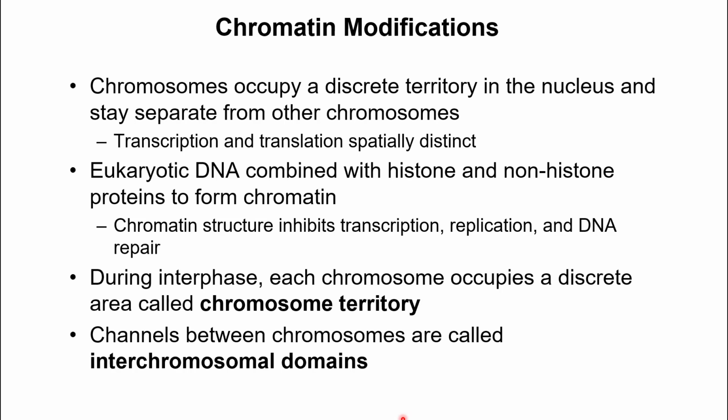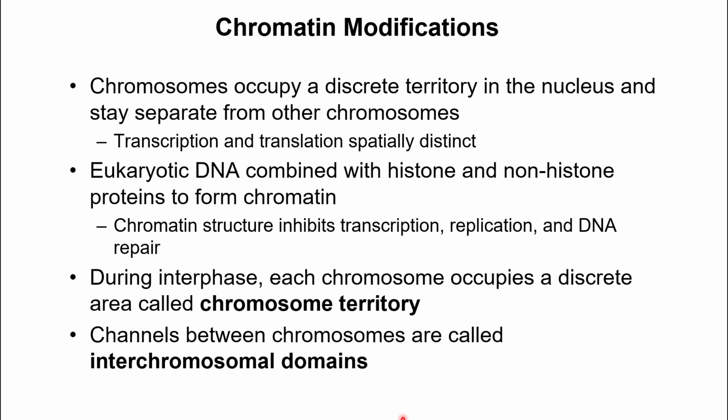To begin with, let's talk about the actual chromosome itself and what we call chromatin modifications. So chromosomes inside the nucleus, they actually occupy a very discrete territory. They stay in those areas and they're actually separated from other chromosomes. Even though it looks like it's just a big mess of nucleic acid, we know that transcription and translation are spatially distinct. Now, that eukaryotic DNA is combined with proteins that are called histones.